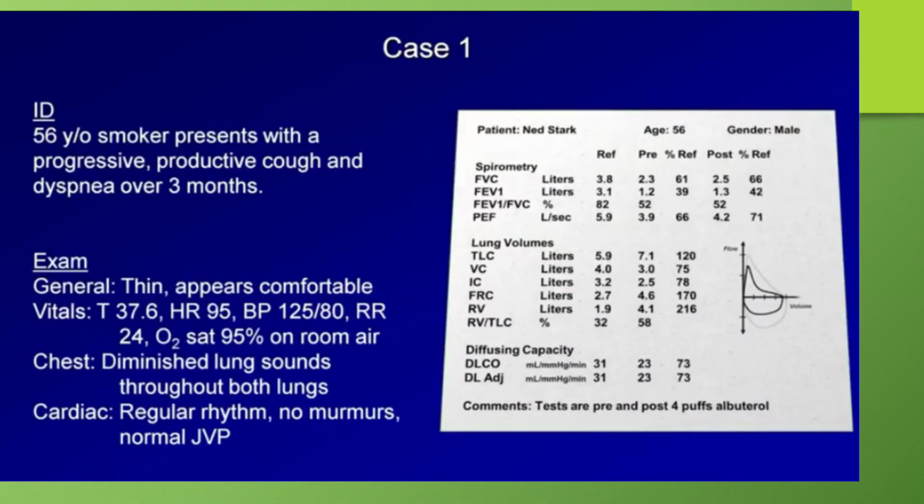First is case number 1: a 56-year-old patient, a smoker, presenting with progressive productive cough and dyspnea for 3 months. You can see the other parameters are almost normal. In the chest, diminished lung sounds can be heard throughout both lungs. The cardiac parameters are normal.